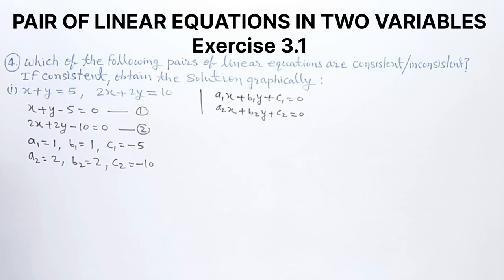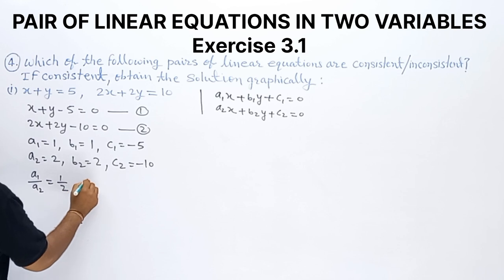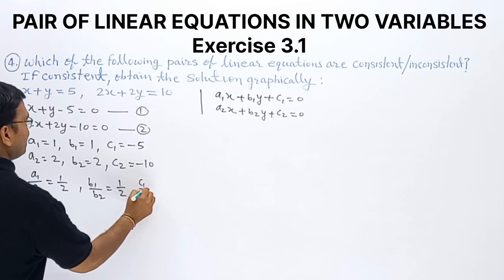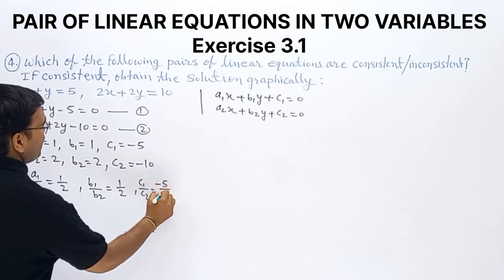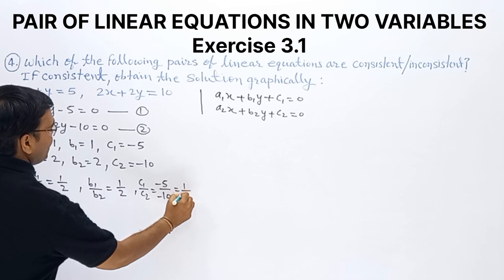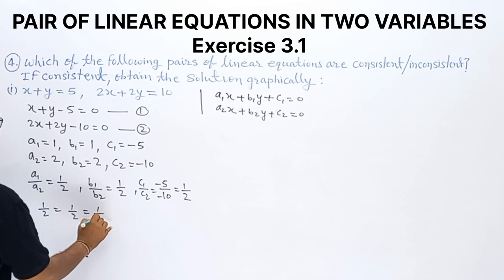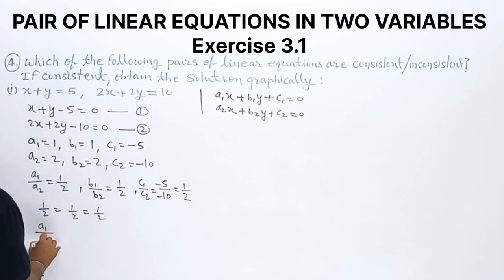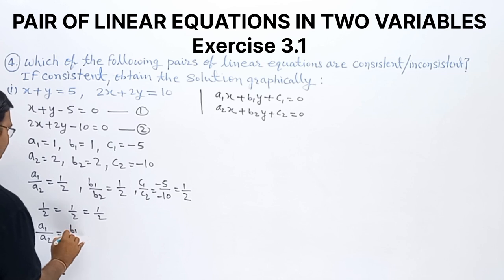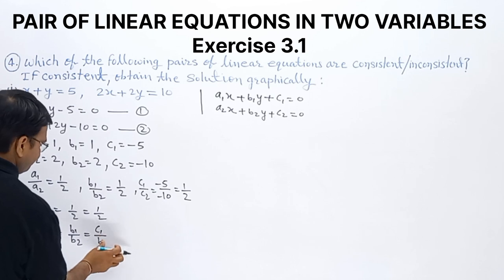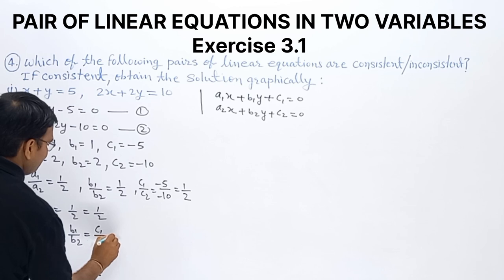Clear? Find the ratios. a1 upon a2 equal to 1 by 2. b1 upon b2 equal to 1 by 2. Third ratio, c1 upon c2 equal to minus 5 by minus 10, and this is 1 by 2. So finally what can we say? 1 by 2 equal to 1 by 2 equal to 1 by 2, that is, a1 upon a2 equal to b1 upon b2 equal to c1 upon c2.